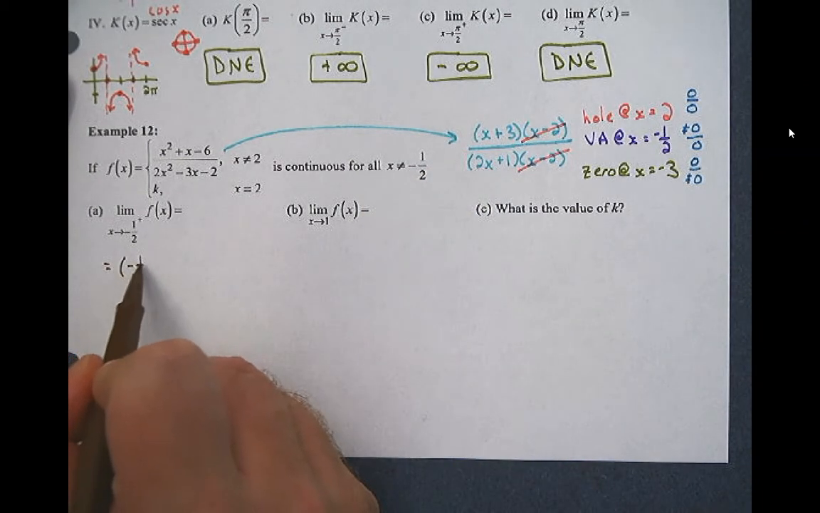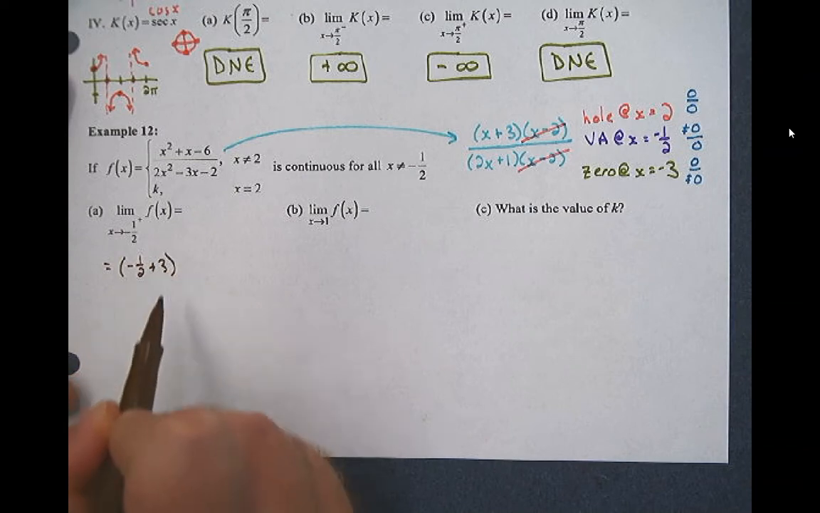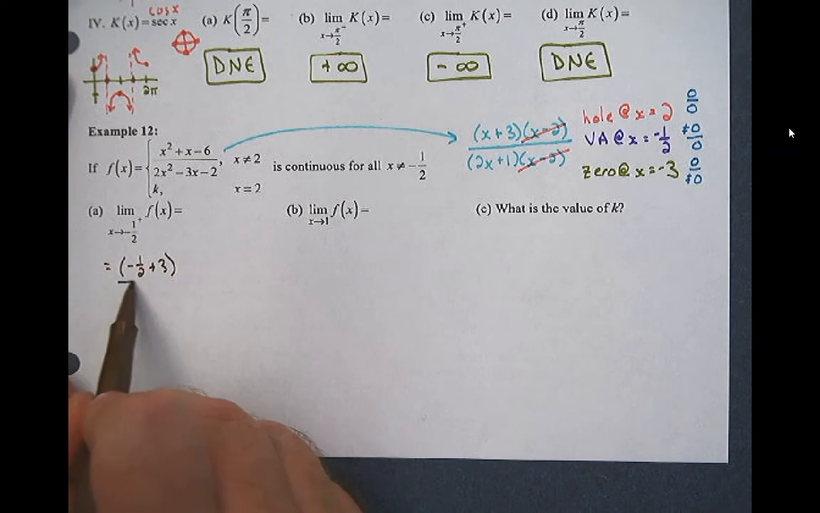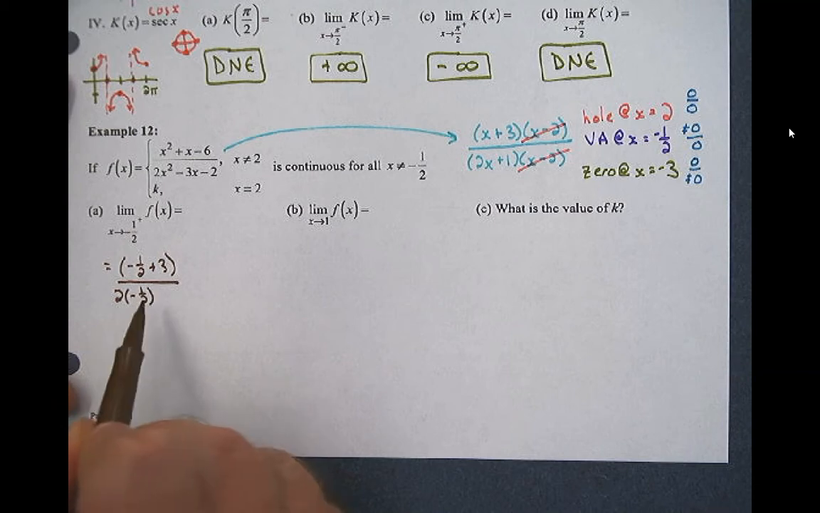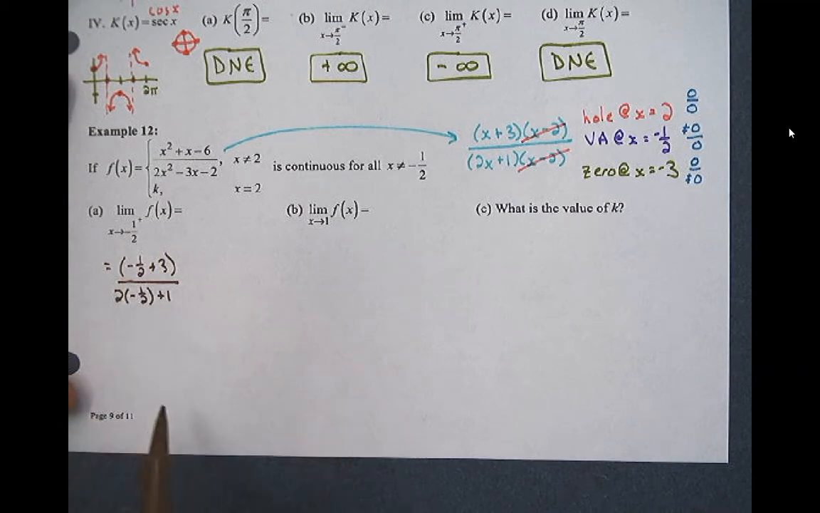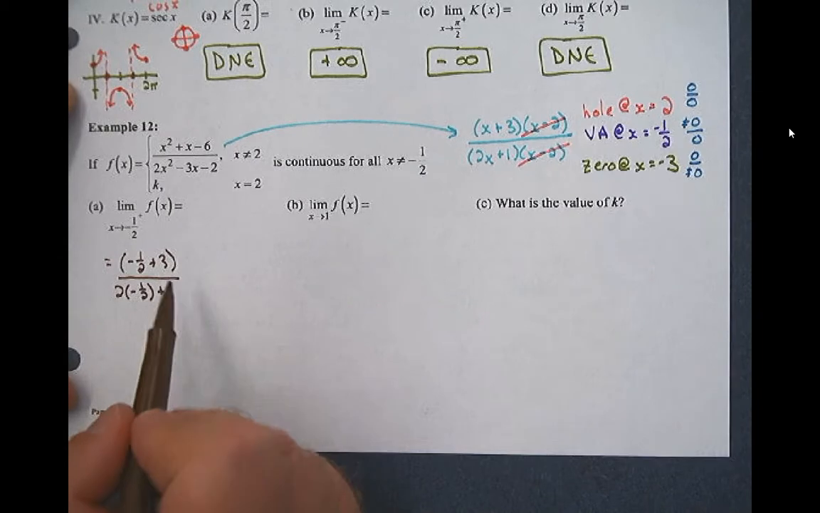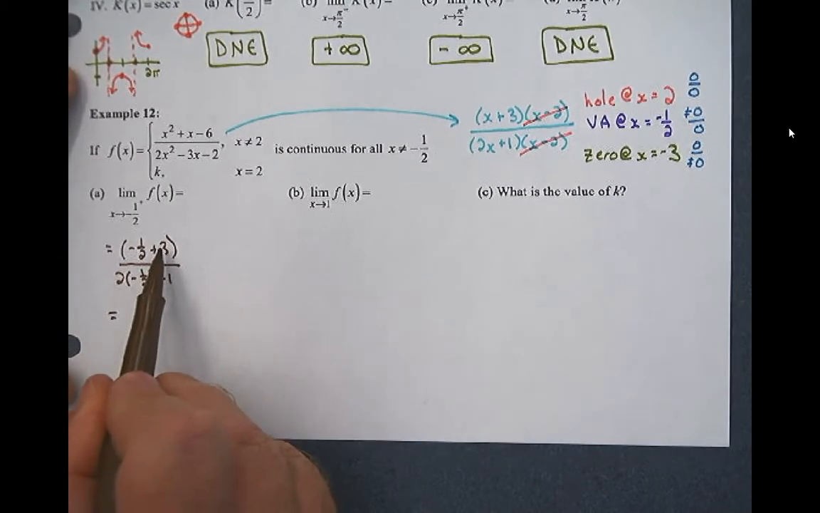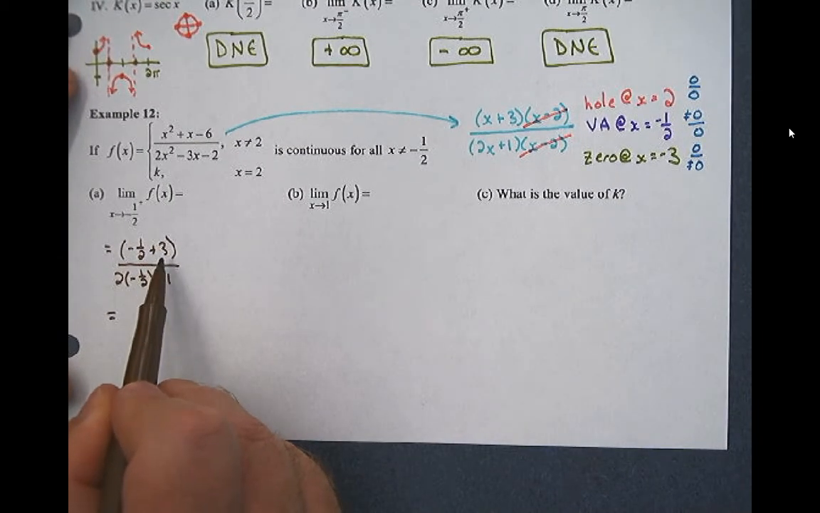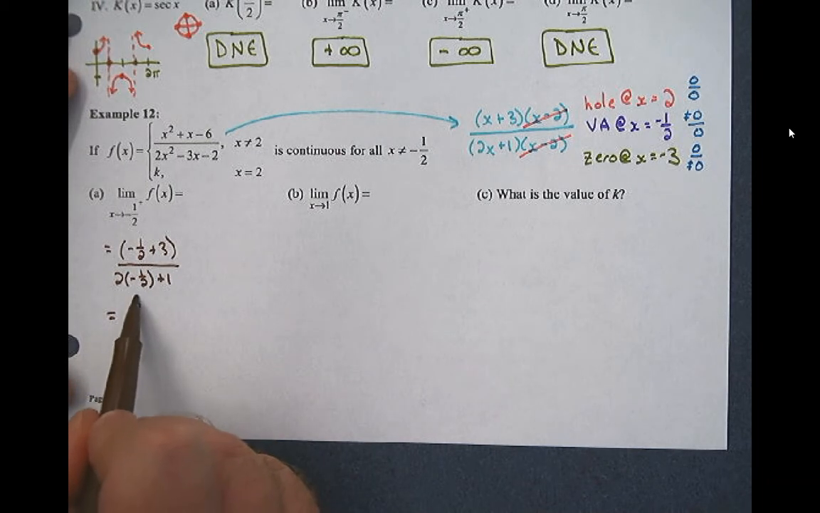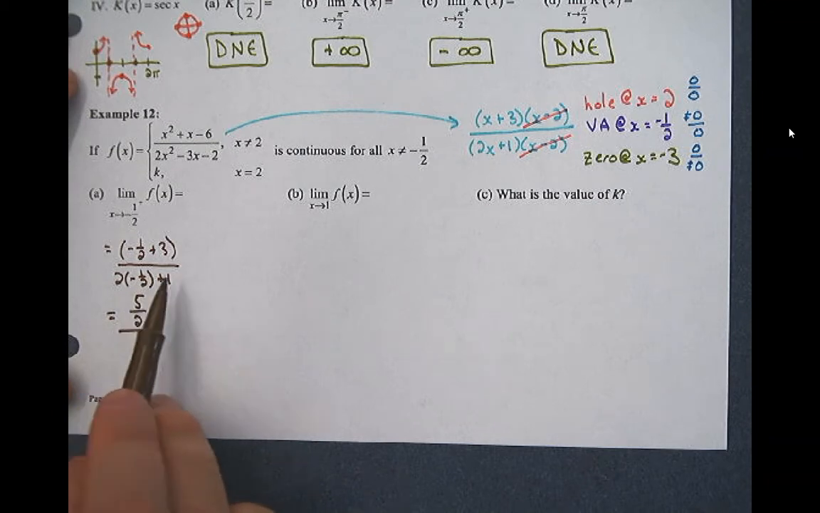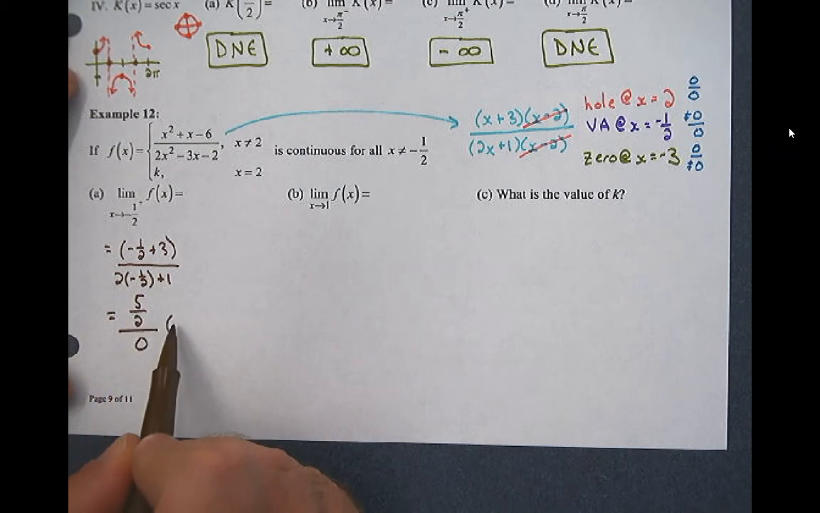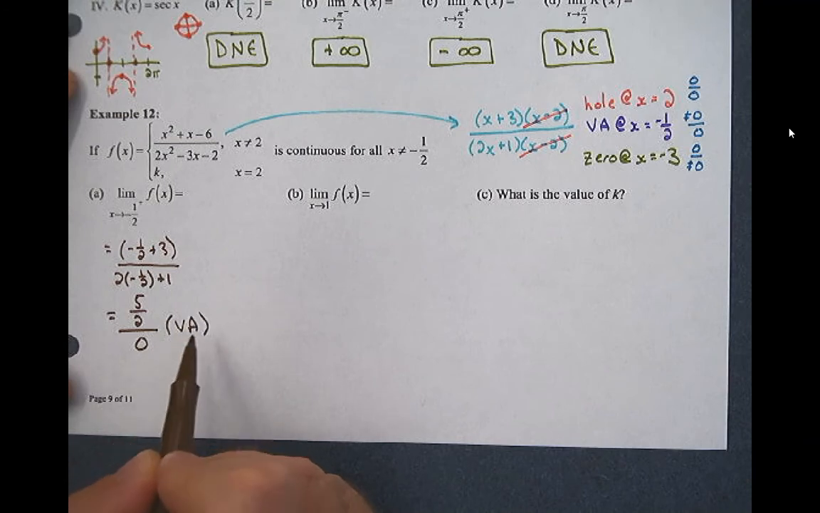So I would get negative 1/2 plus 3 over 2 times negative 1/2 plus 1. So this would equal, what would that be? 6 over 2 with a negative 1 would be 5 over 2. Over 2 times negative 1/2 is negative 1. Negative 1 plus 1 is 0. This means that I have a VA here.